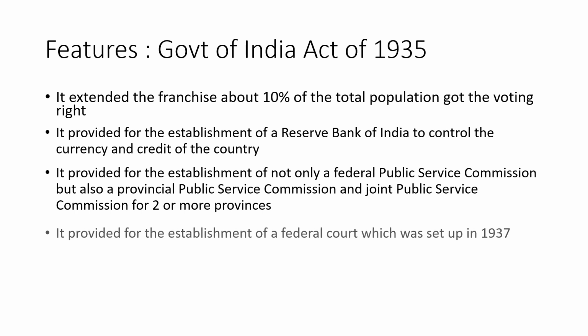And the last feature of the Act was it provided for the establishment of a federal court, which was established in the year 1937. So with this, we come to the end of this video. So these were the 10 features of the Government of India Act of 1935.